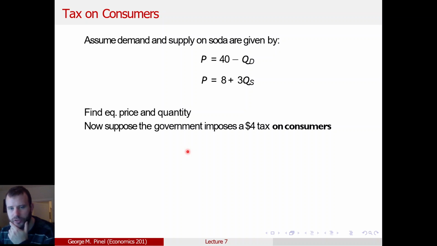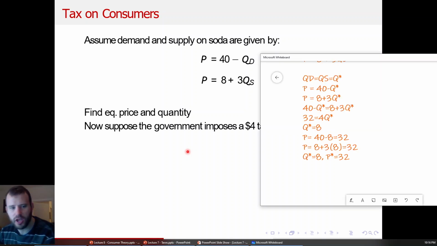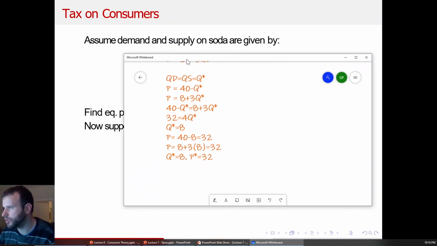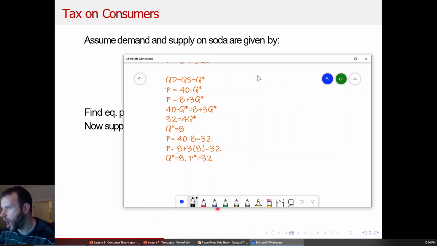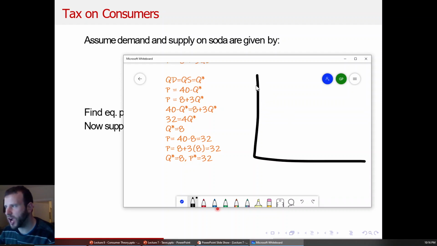All right, now suppose the government implements a tax on consumers. Before I do that, I just want to do the old consumer surplus and old producer surplus. So what's my y-intercept for the demand curve? Before that, what goes on the x-axis? Quantity. What goes on the y-axis? Price. What's the y-intercept for the demand equation? We can see it right here, 40, because it's already in slope-intercept form. If you have trouble with that, come see me at office hours, okay?